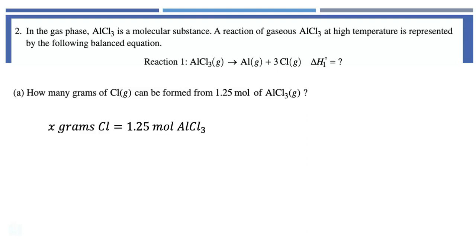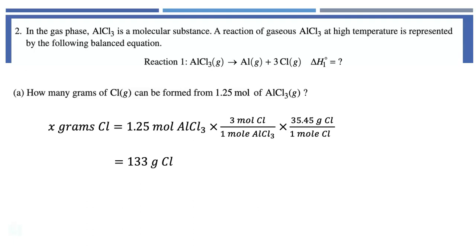That's not the typical thing that we see in these problems. I like to set this up as a factor label. It's my go-to strategy. X grams of chlorine equals 1.25 moles of AlCl3. From the balanced equation, we see that for every AlCl3 that reacts, we get 3 chlorine atoms. So 1 mole of aluminum chloride gives me 3 moles of chlorine. But I want the mass of chlorine, so I need to multiply by the molar mass of chlorine. Remember, not diatomic chlorine molecules, but just chlorine atoms. And when I do that, I get an answer of 133 grams of chlorine. And that's the work you needed to show to get 1 point.